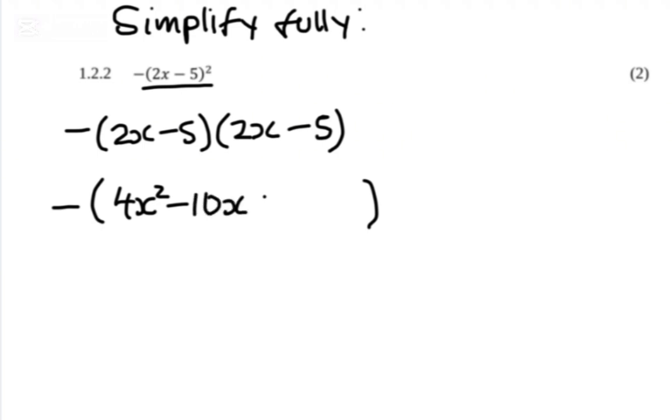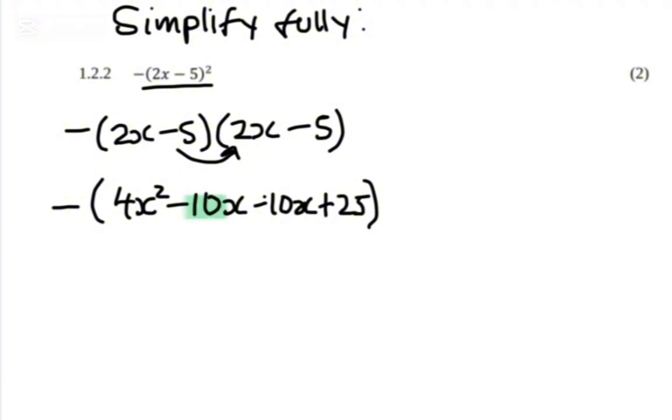We're going to do the same thing also. This negative 5 has to multiply here. This is also going to give us negative 10x. And then negative 5 multiplied by negative 5 is going to give us plus 25. Perfect. So what we're going to do next is add the like terms.